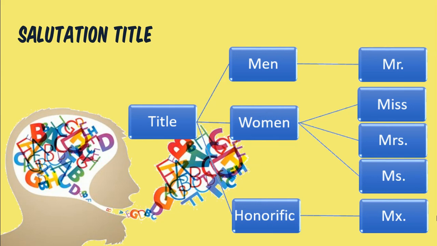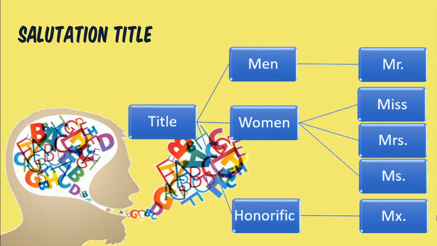Now, another new title that has been introduced is Mx, which is pronounced as mix or with a schwa, that is mex. Now, Mx is a gender neutral title, that is, it is an honorific title that does not indicate the gender of the person being formally addressed. The traditional honorifics of Miss, Mrs., Ms., and Mr. all indicate the binary gender of the individual.